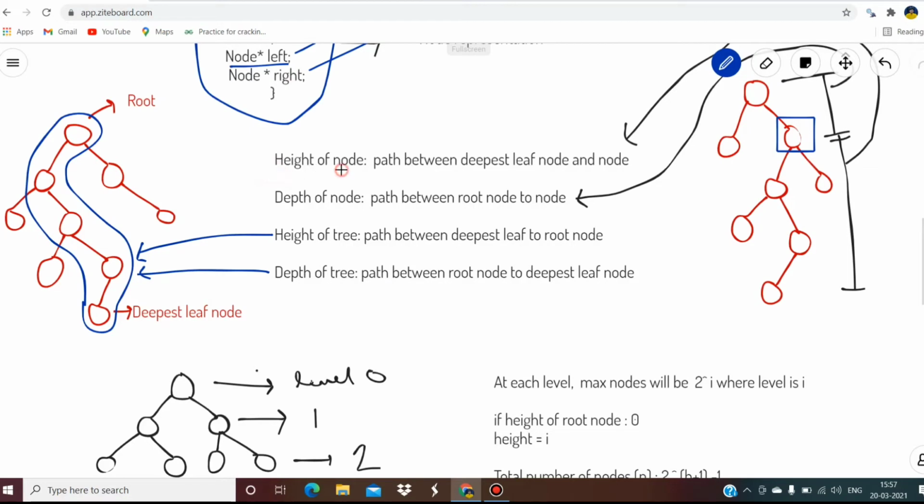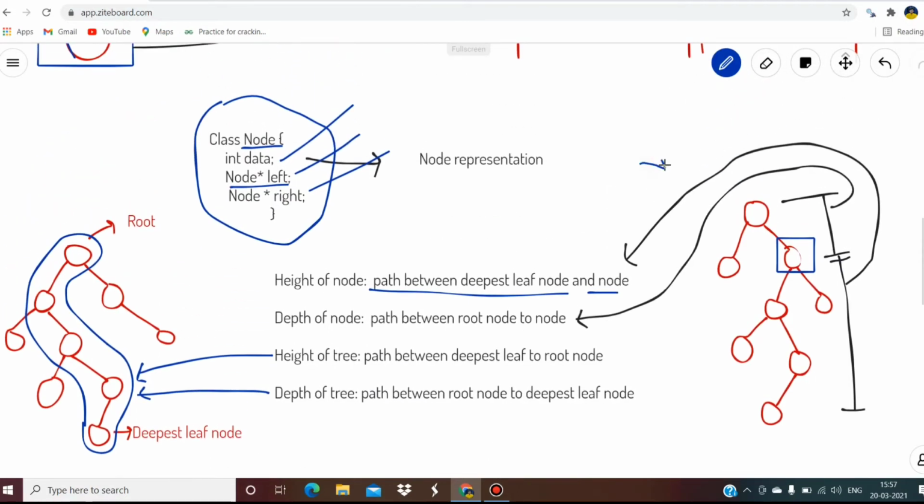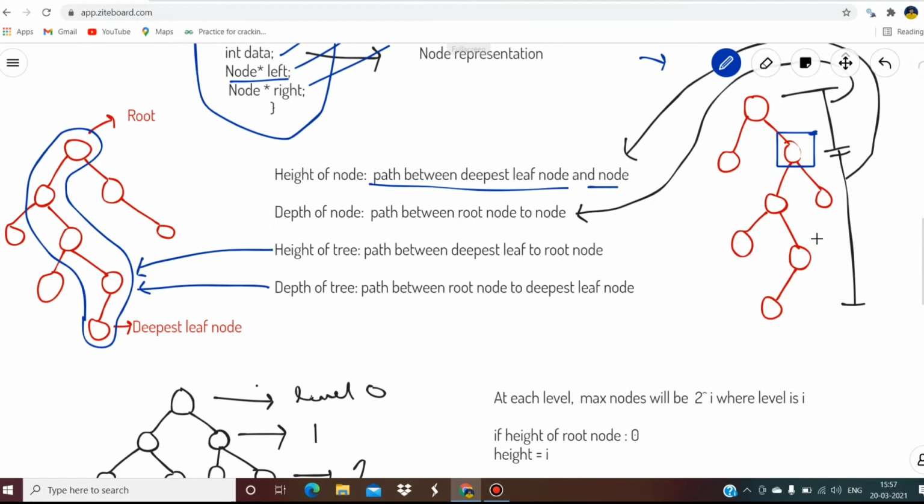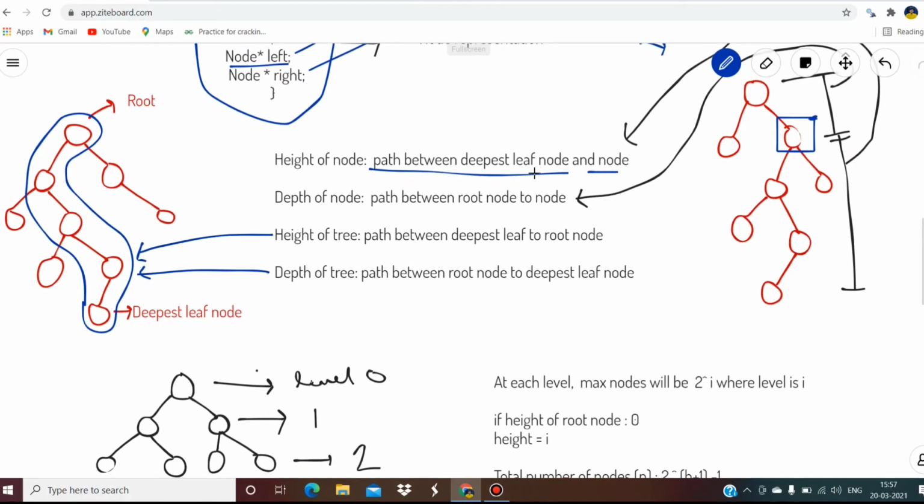Now we need to understand what the height of a node is. So the height of a node is the path between the deepest leaf node and that particular node. Okay, suppose this is a binary tree and I need to find the height of this node. So the height of this node is the path to the deepest leaf node. So we need to search for the deepest leaf node, and this is the deepest leaf node. The distance between the deepest leaf node and that particular node is known as the height of a node.